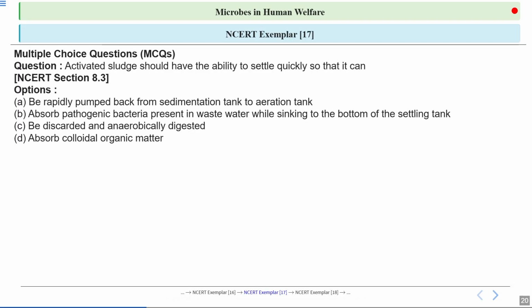Next question, activated sludge should have the ability to settle quickly so that it can. Let's have a look at the options. Option A, be rapidly pumped back from sedimentation tank to aeration tank. Option B, absorb pathogenic bacteria present in wastewater while sinking to the bottom of the settling tank. Option C, be discarded and anaerobically digested. Option D, absorb colloidal organic matter. What is the correct answer?